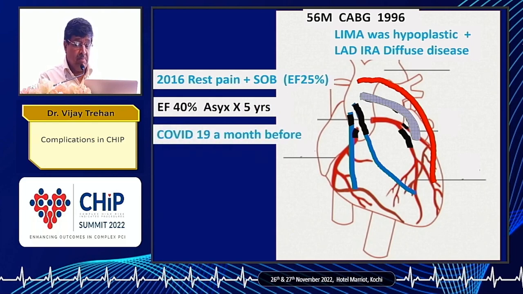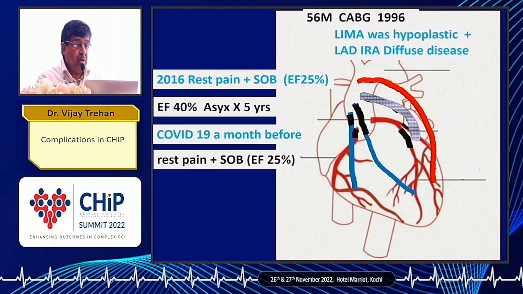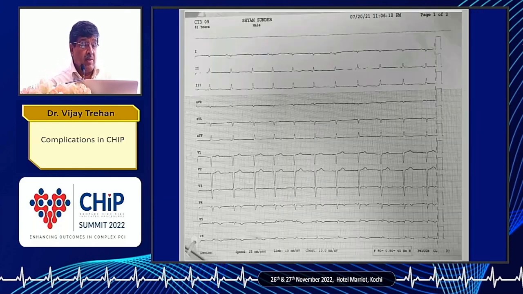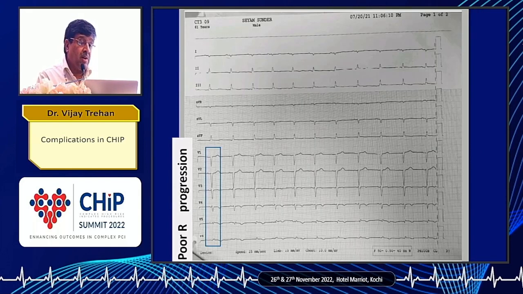And about a month before this presentation, he had COVID. I don't know whether it is related to this or not. This time again, similar presentation, same ejection fraction, troponin was positive. An additional issue was that he had CKD 2. His ECG showed poor progression of R waves, Qs in the lateral leads, and prominent R waves, or at least with whatever voltage, in the inferior leads.